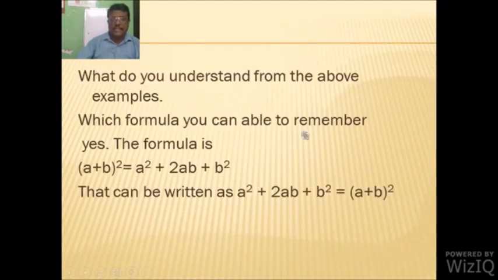What do you understand from the above examples? Which formula can you remember? Yes, the formula is (a plus b) whole square equals a square plus 2ab plus b square. That can be written as a square plus 2ab plus b square equals (a plus b) whole square.